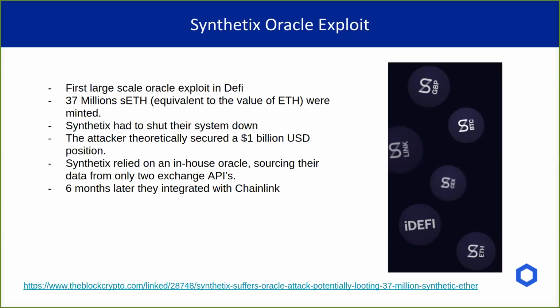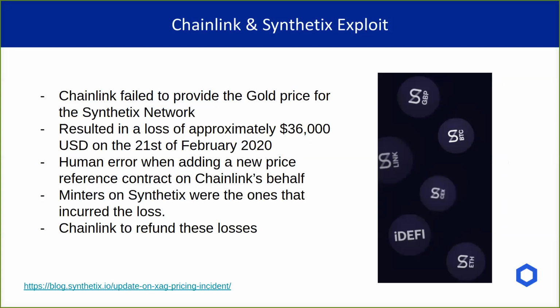Chainlink and Synthetics recently have had an exploit. On the 21st of February 2020, there was a classic example of what is human error associated with adding a new price reference contract to the Synthetics protocol. The gold price registered as XAU on the job identifier was added to the contract rather than XAG, the silver price identifier that was actually required in that system. Again, several arbitrage bots took advantage and profited $36,000 from this human error, where there was no dispute layer. Subsequently, minters on the Synthetics system walked away out of pocket, with Chainlink now funding any of those losses that were incurred.